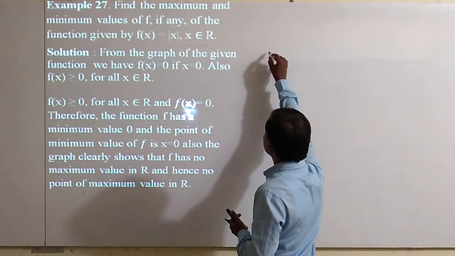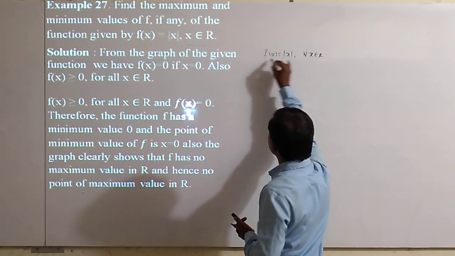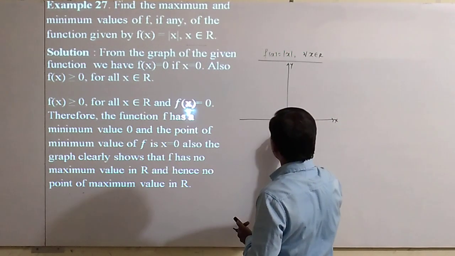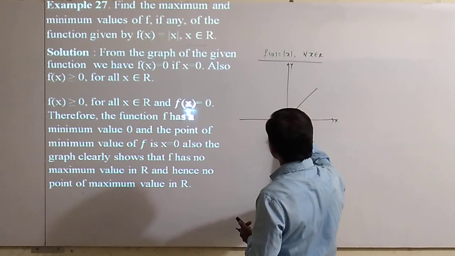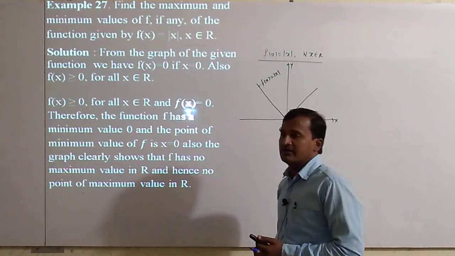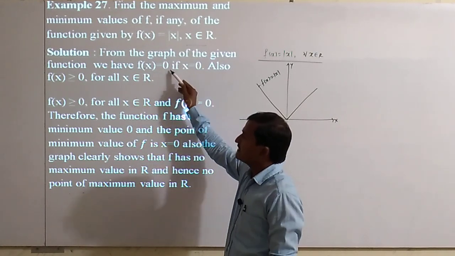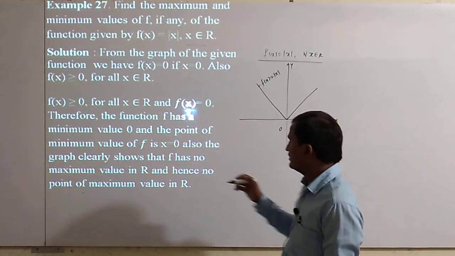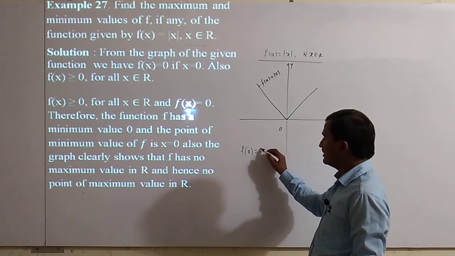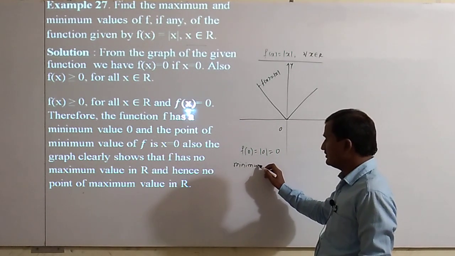We'll take the graph of the function f of x equal to mod x for all x belongs to R, right? The graph of the function will look like this, with x axis, y axis and origin. The graph of the modulus function is always like this. So from the graph of the given function we have f of x equal to 0 if x equal to 0. If you substitute the value of x equal to 0, f of 0 is mod of 0, which is equal to 0. So what is the minimum value?